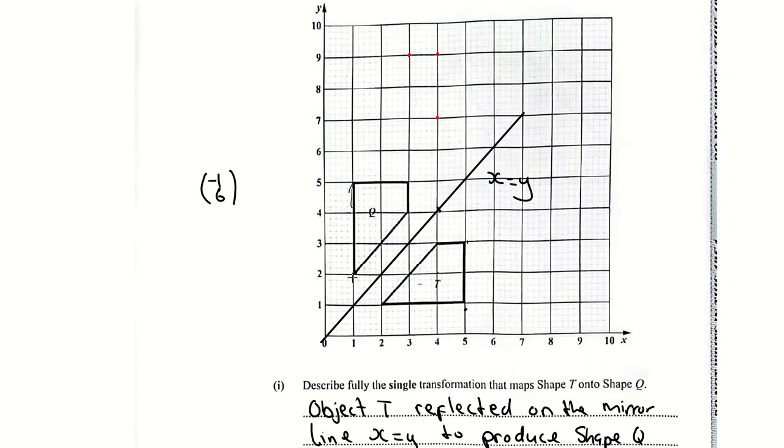1 unit back, 1, 2, 3, 4, 5, 6. So this is my location. I did it for each point and I got the same image. This would be image M. Do we understand that?